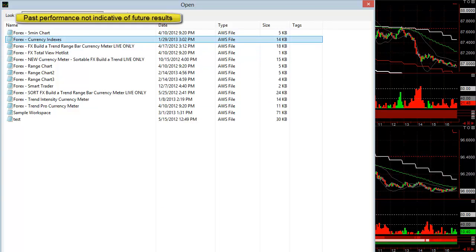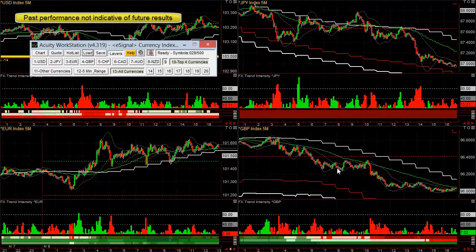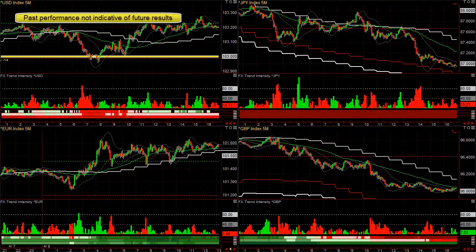And if you want to add it to your existing charts, all you got to do is uncheck this, clear current workspaces, and you can put it in any layer you want, and you're done. Watch these like a hawk and spot all kinds of amazing patterns: double tops, double bottoms, failures to break out. You have this nice little trend line right here. It's kind of getting into a very tight range.